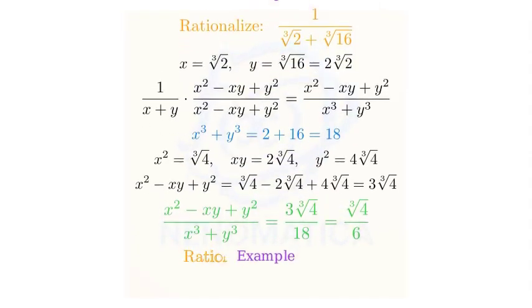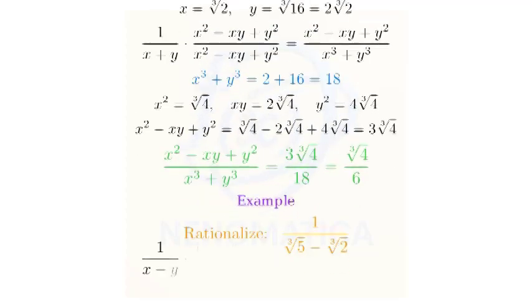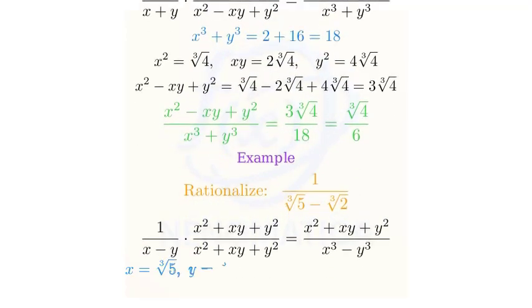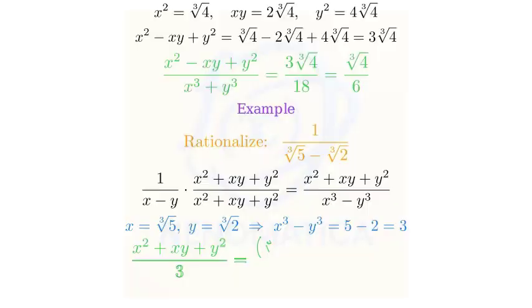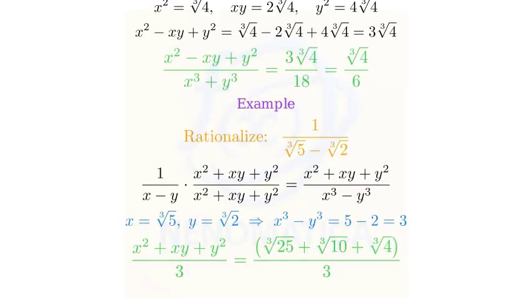Second example: rationalize 1 over cube root 5 minus cube root 2. This is the minus case. Multiply by x² + xy + y². The denominator becomes a minus b, which is 5 minus 2 equals 3. The numerator is already rationalized, and we leave it in cube root form.